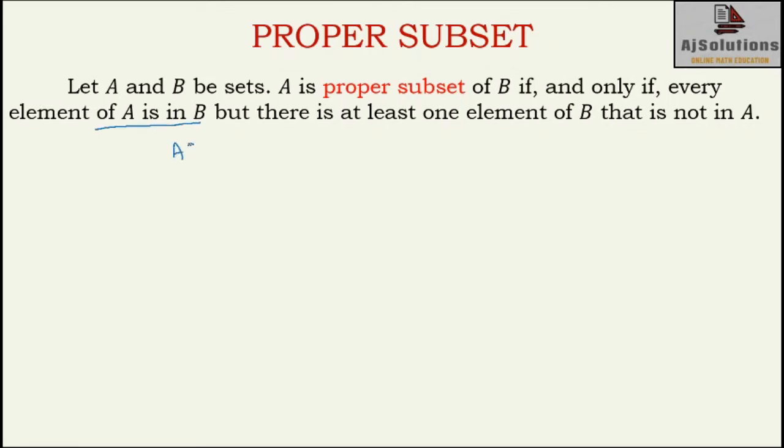It means we are talking about A being a subset of B. You should have A is a subset of B. But there is at least one element of B that is not in A. This is the extra condition imposed over here to say that it is a proper subset. So what is the extra condition on the subset? We should get at least one extra element in B which is not present in A. Okay, so that will be called a proper subset.